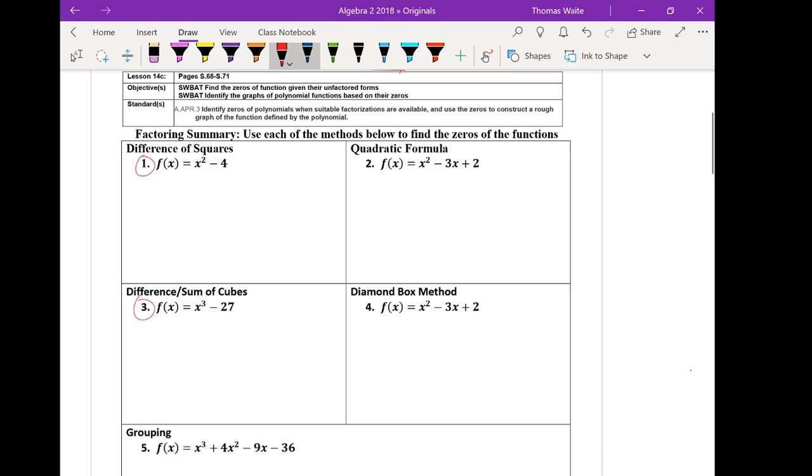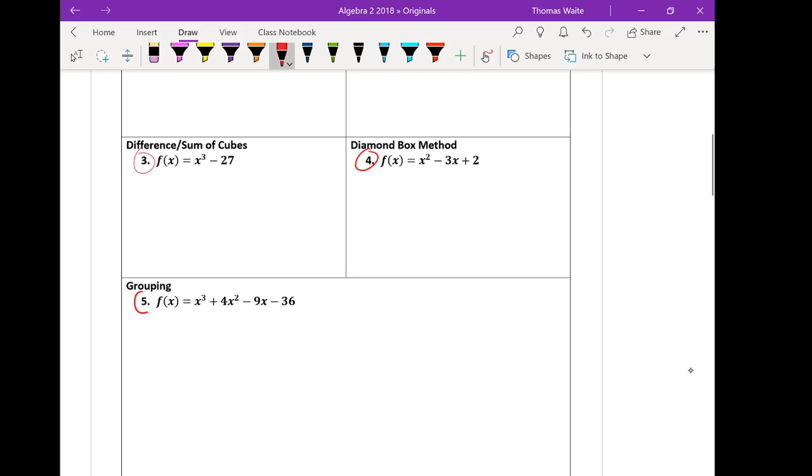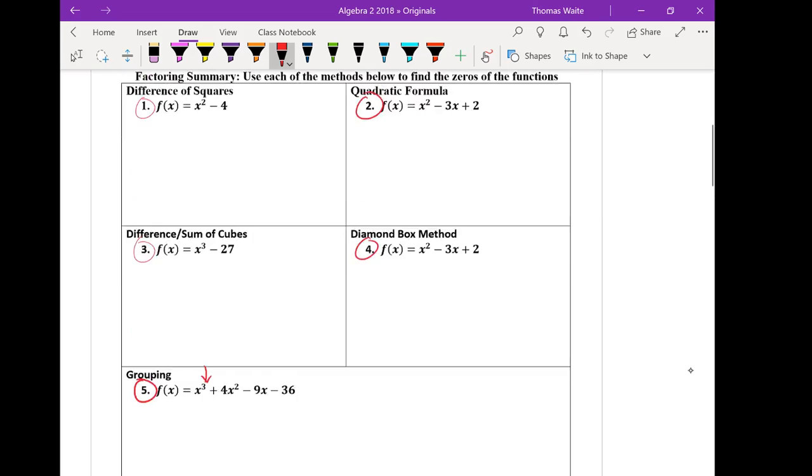In the next video, we're going to talk about factoring quadratics, which could be either with the diamond box method or with the quadratic formula. And then in the third video, we'll talk about factoring cubics, to the power of 3, with grouping.